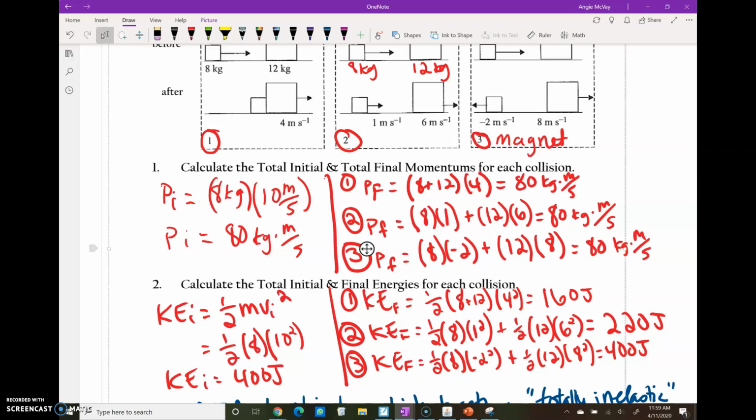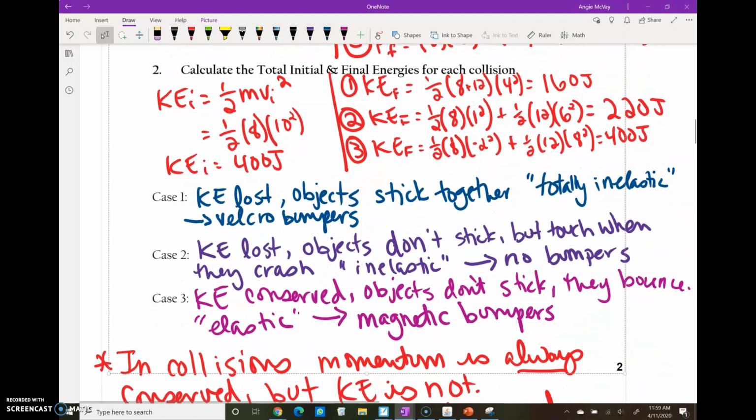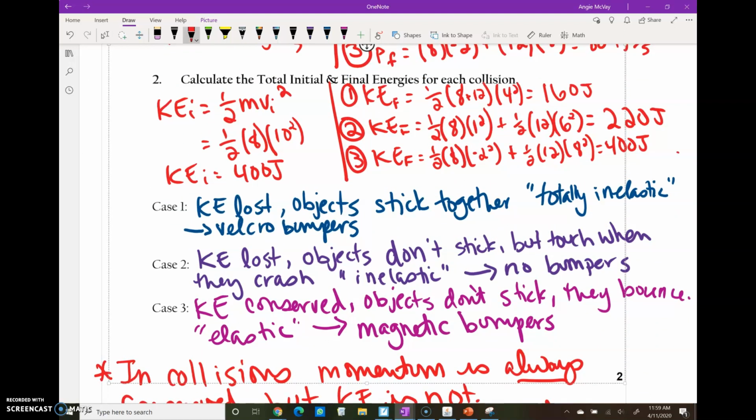Okay, so does that make sense? Okay, so let's summarize what we're seeing here in each case. So case number 1, we had Velcro bumpers, right? So kinetic energy was lost and the objects stuck together. That means we call that type of collision totally inelastic. So there are 3 types of collisions. One is demonstrated in each of these 3 cases, and I would like to define them for you.